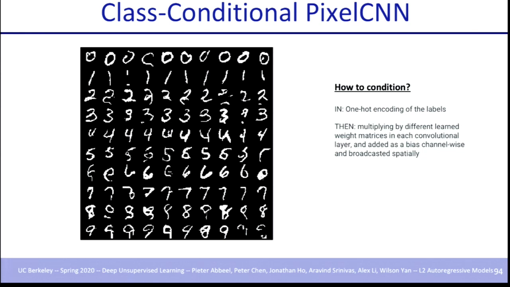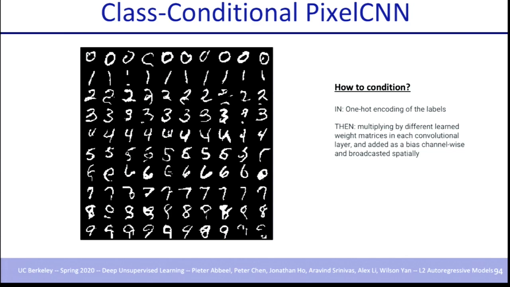How can you feed it in? Here it's done by having weight matrices in every layer that turn the one-hot into a bias on each of the filters in that layer. So let's say you have 8 filters, then that weight matrix would turn the one-hot encoding into 8 numbers that are 8 biases, 1 bias for each of the filters.